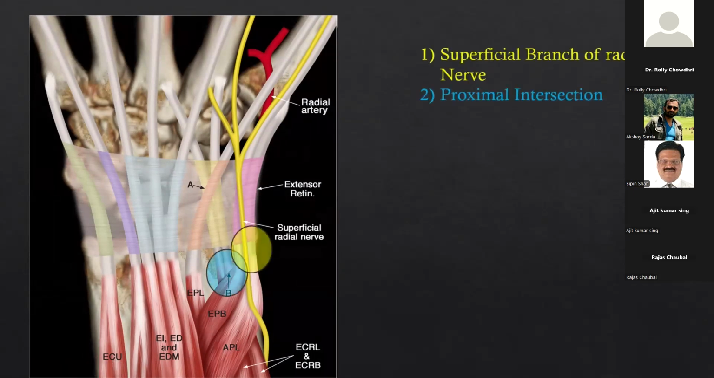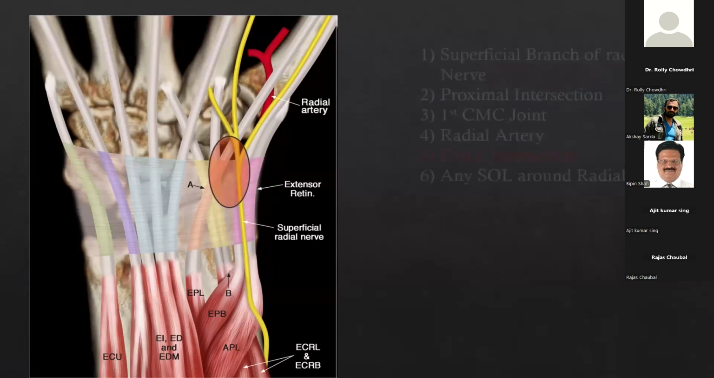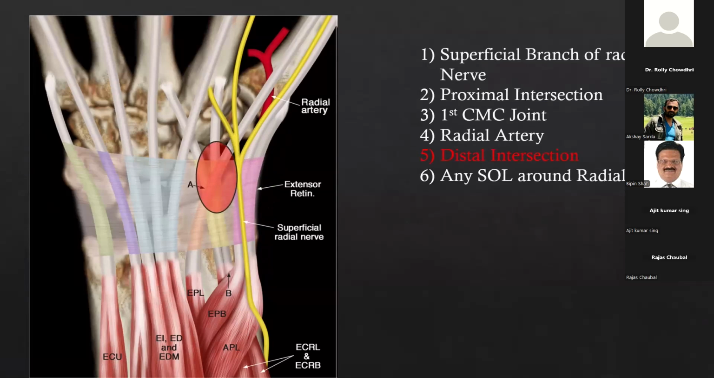So the pain may be a little proximal to the site of the first extensor retinaculum. It may be related to the superficial branch of the radial nerve. We may have proximal intersection where the first compartment tendons cross over the second compartment tendons. If we go a little more distally, we may have first carpometacarpal joint osteoarthritis. There may be pathologies related to the radial artery, like radial artery thrombosis, pseudoaneurysms. If we go a little more medially or dorsally, we have distal intersection. And any space occupying lesion in this region may also give rise to the pain.